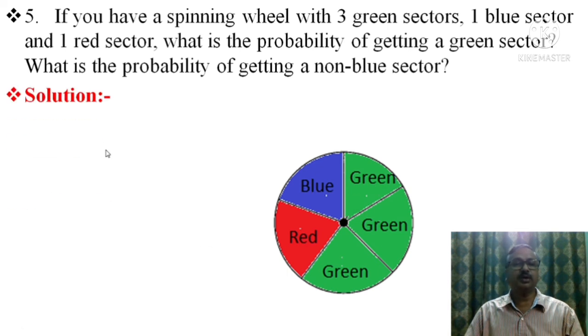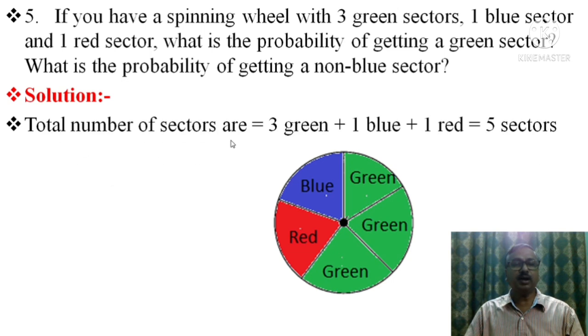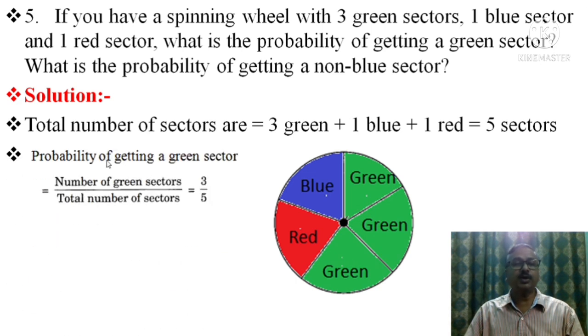Now see the solution. Total number of sectors are 3 green, 1 blue, 1 red, 5. That is, total is 5. So now first part, what is the probability of getting a green sector? That is, how many green sectors are there? 3. So probability of getting a green sector is the number of green sectors divided by total number of sectors, that is 3 by 5. Probability of getting a green sector is 3 by 5.